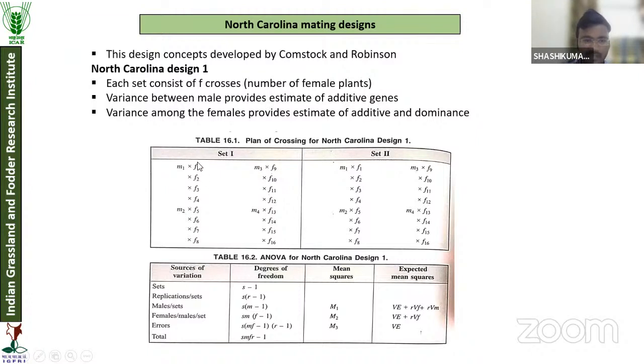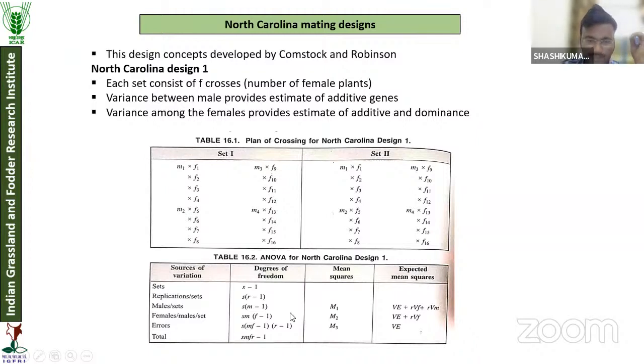Variance among the females: since these females are different, each cross is particular to that female. So the variance due to females will provide an estimate of both additive and dominance gene actions. This is the design developed by Comstock and Robinson, which is used for identifying the additive and dominance variance of the trait, so you can estimate the type of genes, whether additive genes or dominant genes, controlling the trait of interest. Here you cannot estimate epistasis. So this is the ANOVA for North Carolina design one.